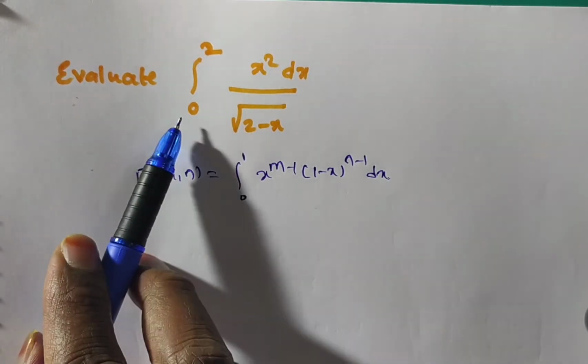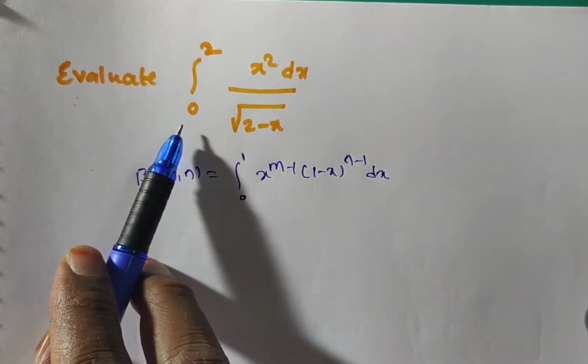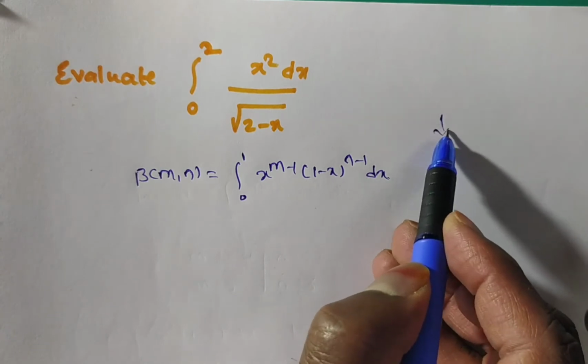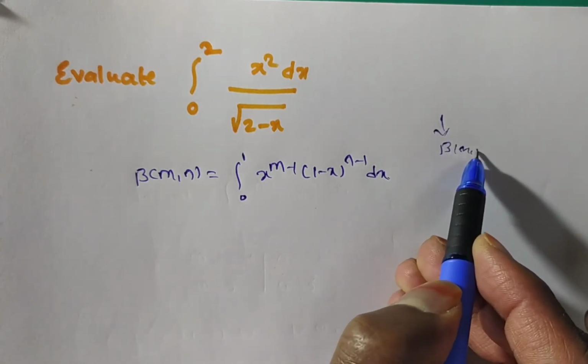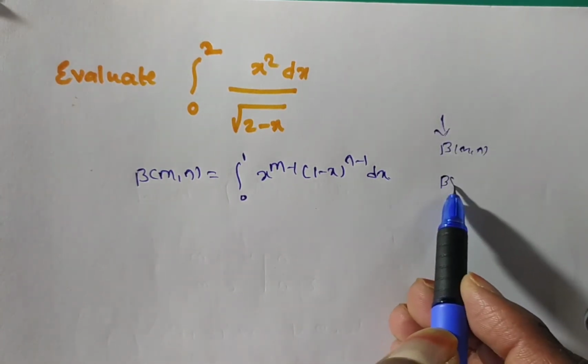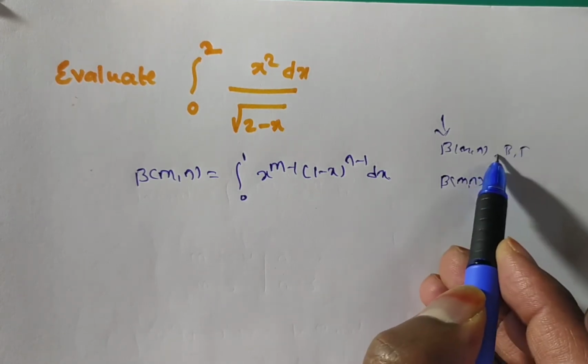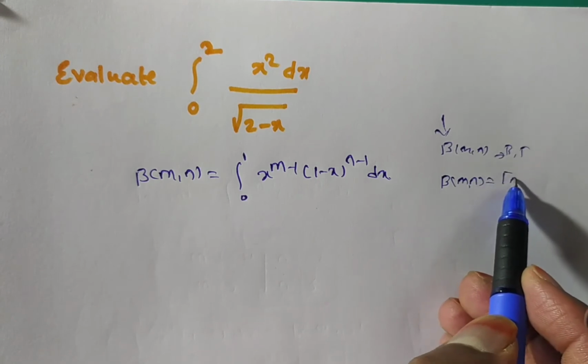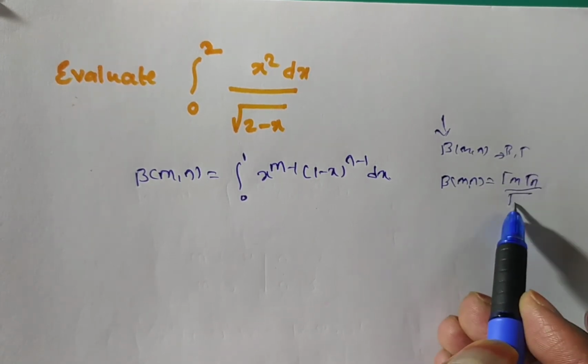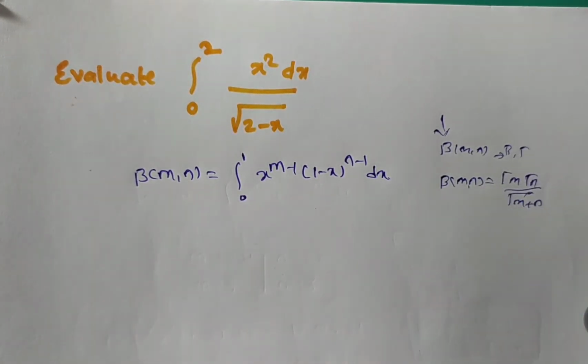To evaluate this, first we have to convert the given problem into beta of m comma n. Then we have to use the relation between beta and gamma, that is, beta of m comma n is equal to gamma m gamma n by gamma of m plus n. We have to use this. Okay, now we will solve this problem.